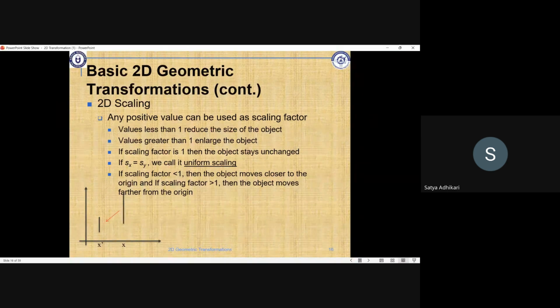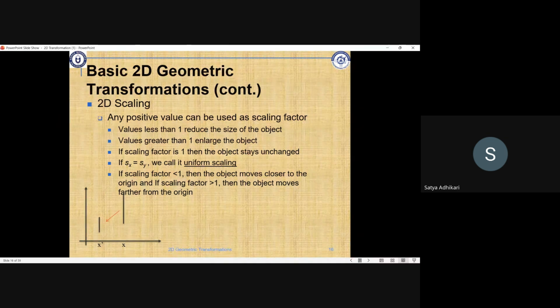the value decreases. So 50 into 1 by 2; 1 by 2 is less than 1, so the value is 25, which decreases. So if the scaling factor is less than 1, the value decreases. If it is greater than 1, the size increases. If it is exactly equal to 1, the size remains unchanged. There will be no change in size.